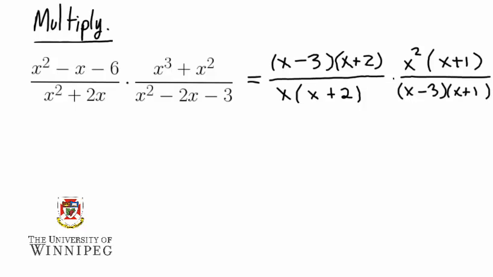For our second rational expression, our numerator, we can factor out a common factor of x squared, and that leaves us with x plus 1. And then our denominator, we can factor this trinomial into x minus 3 times x plus 1.